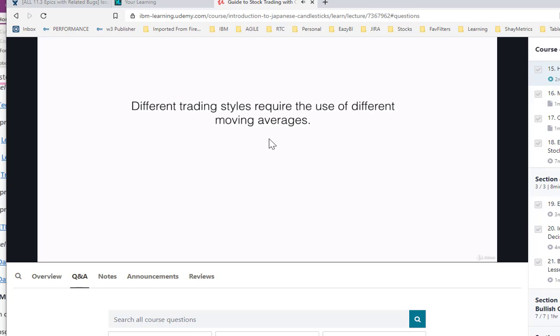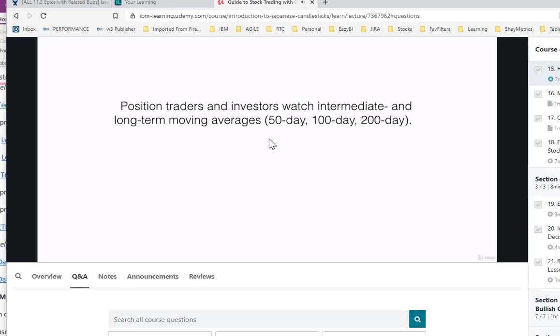Different trading styles require the use of different moving averages. Short-term traders watch short-term moving averages, 3-day, 8-day, 15 days. Position traders and investors watch intermediate and long-term moving averages, 50-day, 100-day, 200-day.